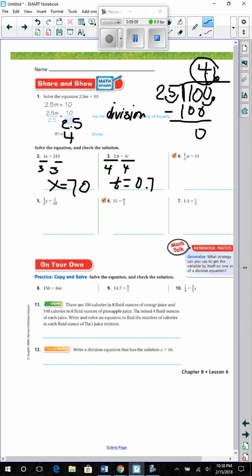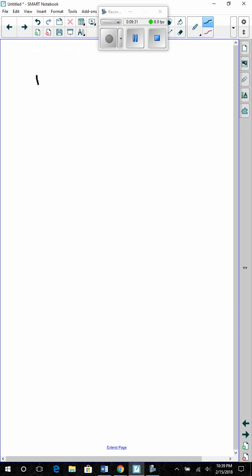T equals 0.7. 1/3 n equals 15. So we are going to divide by 1/3 on each side. So here, guys, to do this, you would do 15 over 1 divided by 1/3. And remember, you have to flip the second guy and multiply. So let's do that one over here. 1/3 n equals 15.